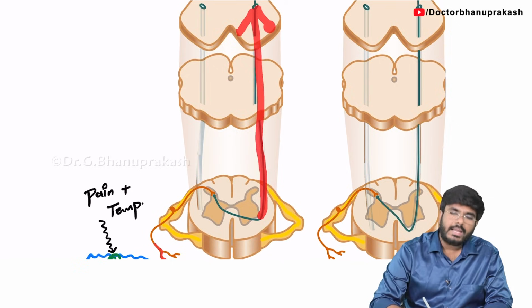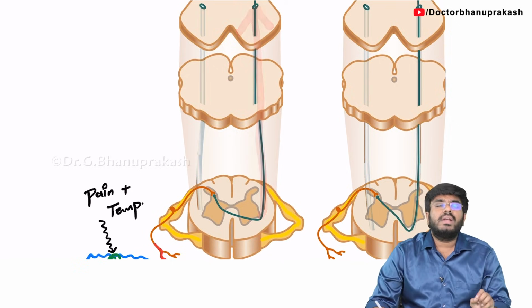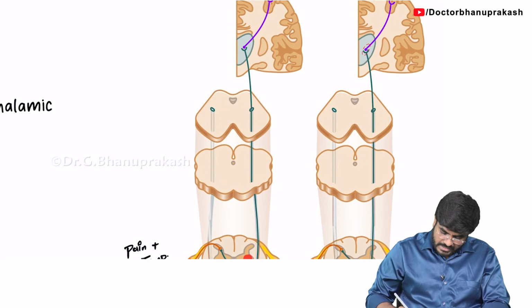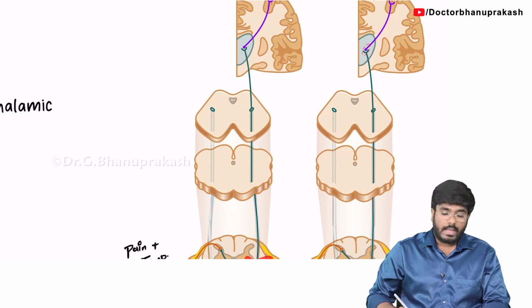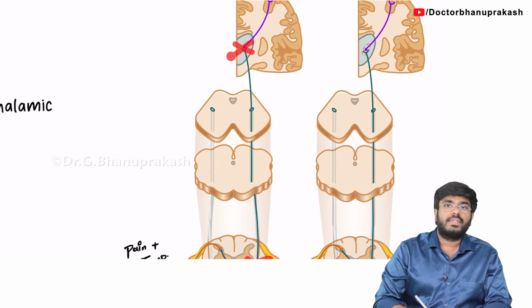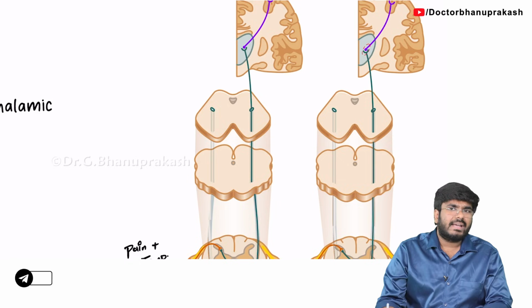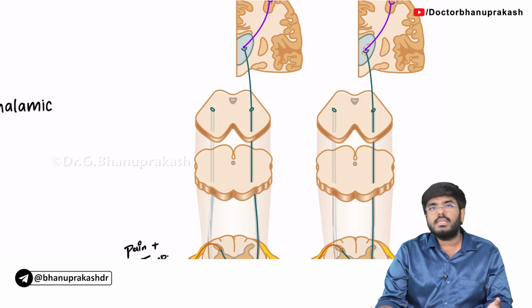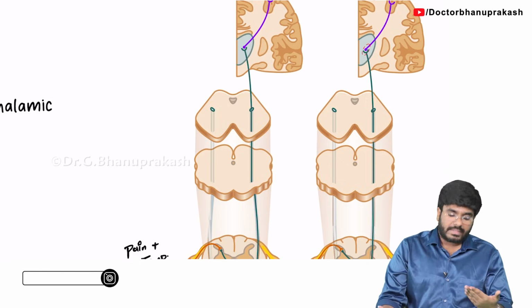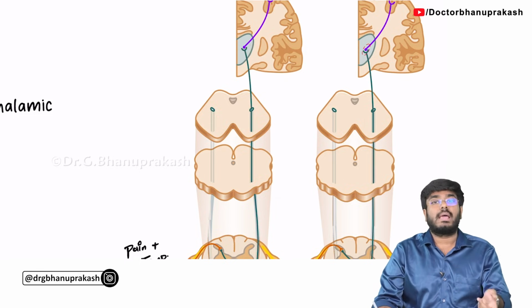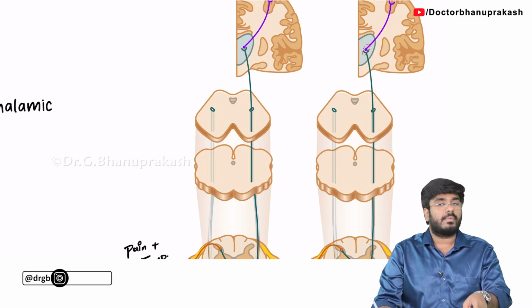So can I call it an ascending tract? Yes, you can call it an ascending tract. So what is the name of this ascending tract, sir? See, the sensations are going from the spinal cord up to the thalamus. So can I call this ascending tract the spinothalamic tract? Yes, because the tract starts from the spinal cord and ends in the thalamus. So spinothalamic: the information is going from the spinal cord to the thalamus.